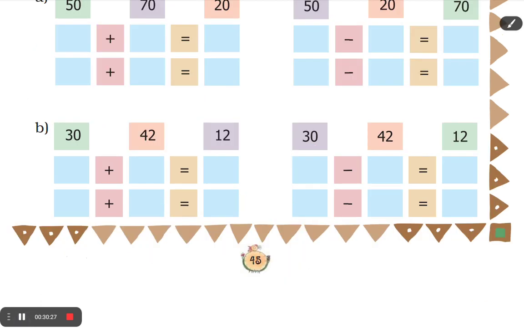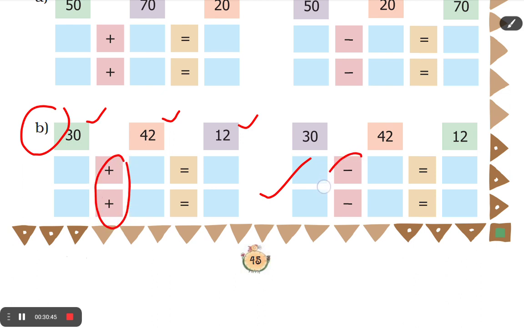In the similar way you do this question also, the B bit also. Here you are given cards 30, 42 and 12. So using the plus sign you have to arrange them in two different ways, and using the minus sign also you have to arrange them in two different ways. So keep those in mind and do it.